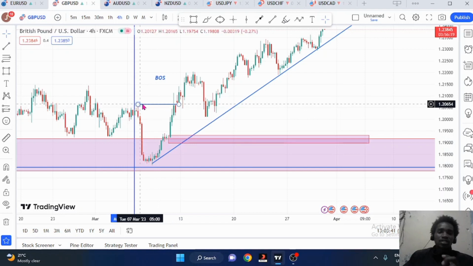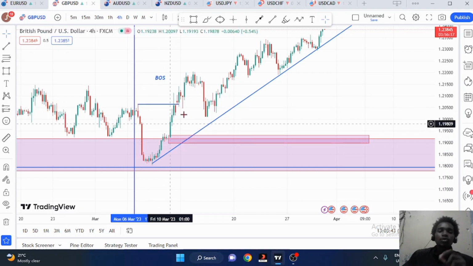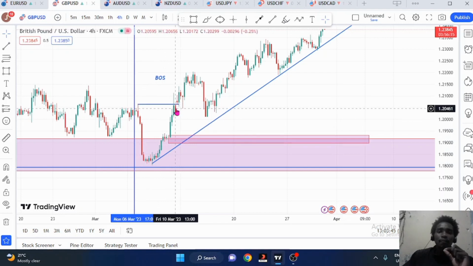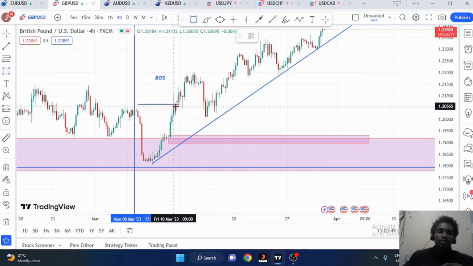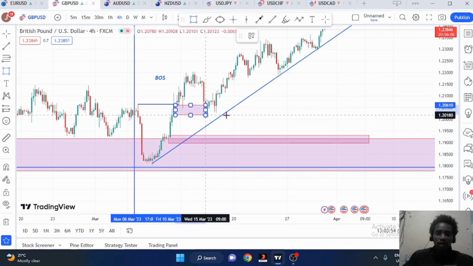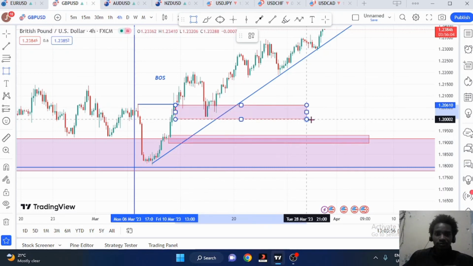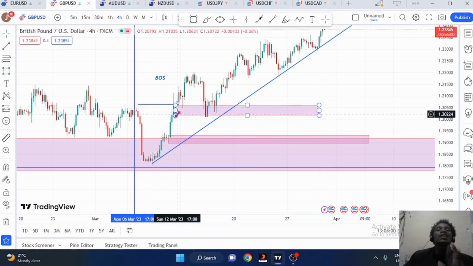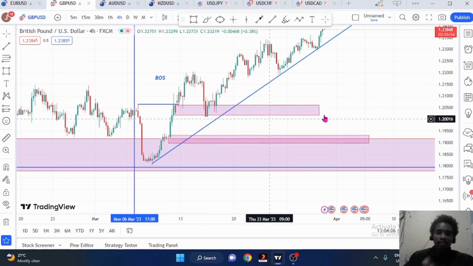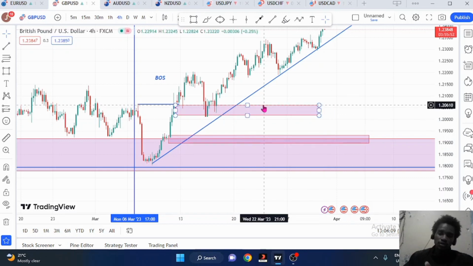Within this break of structure, below it, there was another bigger candle. This is the last candle here in the 4-hour time frame. This is a very key candlestick here, and I will have to mark that zone. This was the last candlestick made, including the body of the candle and the wick of the candle. So I have identified two zones, this one and this one.